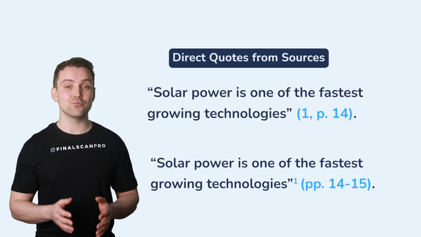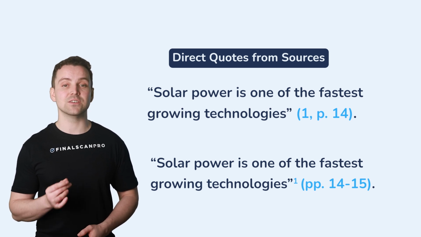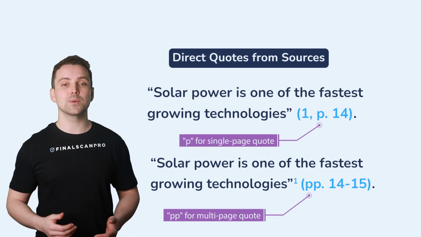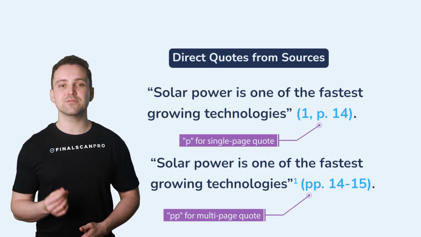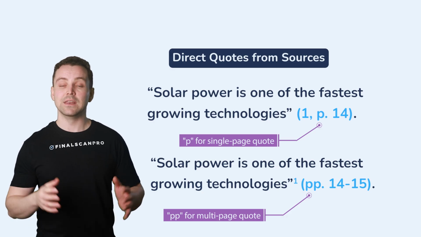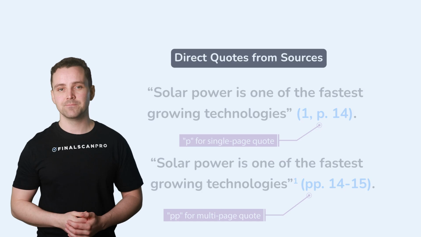If you're using a direct word-for-word quote from a paper, you must place the text inside double quotation marks. In Vancouver style, you can also include the page number with the citation if needed. Use P for a single page and PP for multiple pages. In this example, the quote comes from source 1, page 14.